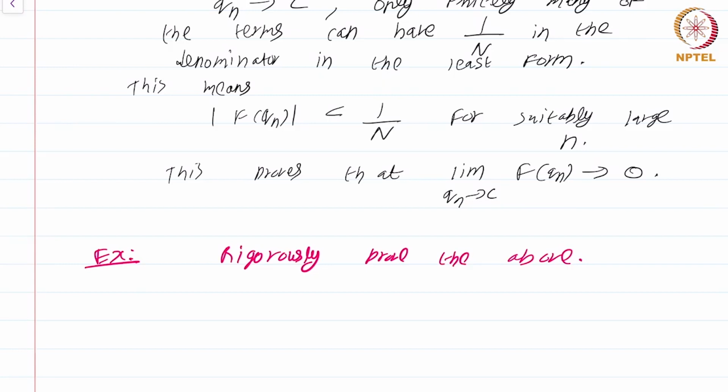So rigorously prove the above, that f is continuous on R minus Q. I want you to write down a rigorous proof of this, making all my verbal arguments mathematically precise. It's not hard. The idea is the hard part. Converting it to the mathematical proof is not that hard.